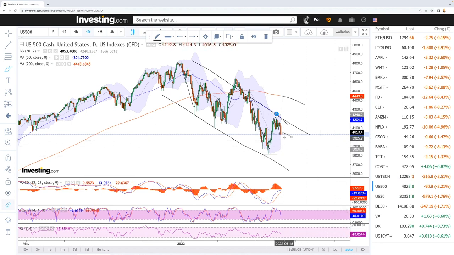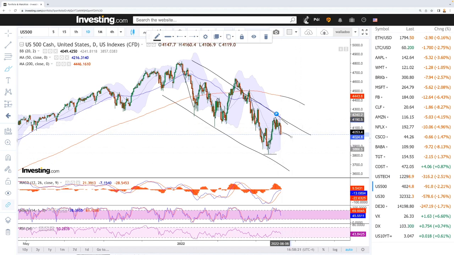Inflation numbers are going out tomorrow, so we'll probably see a lot of back and forth, and if those numbers are bad, then we'll probably see this market tumble.